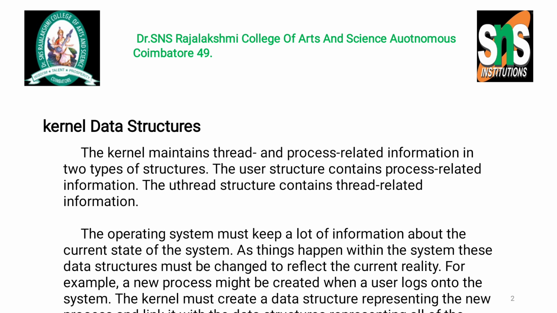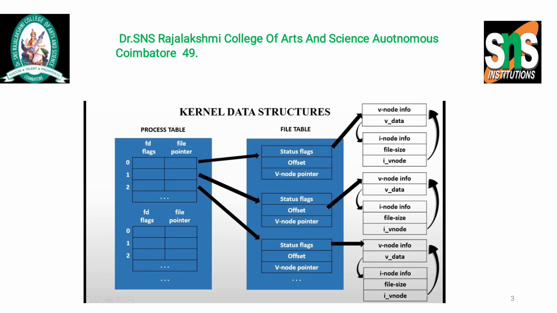The uthread structure contains thread related information. That is the first type, that is user structure, kernel level. The operating system must keep a lot of information about the current state of the system. As this happens within the system, these data structures might be changed to reflect the current reality. For example, a new process might be created when a user logs on to the system. The kernel must create a data structure representing the new process.